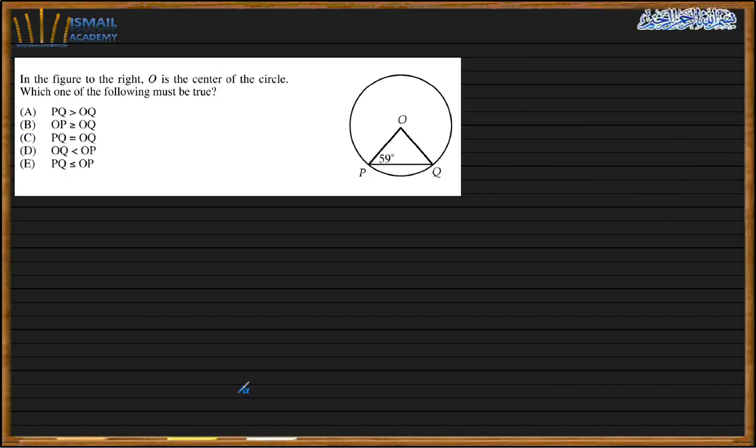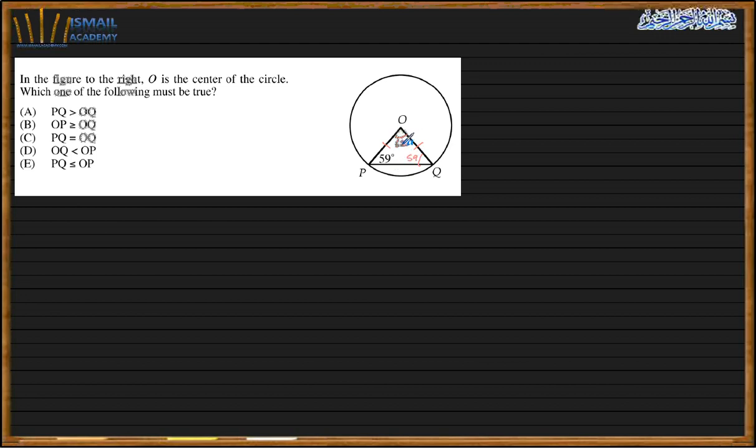Next question. In the figure to the right, O is the center of the circle. Which of the following must be true? If this is the center, we know that this is the radius. This is the radius. That means this is congruent, and this is an isosceles triangle. The base angles of the isosceles triangle are congruent. So this is going to be 59. If this is 59, therefore this one will be 62. If I add all of them, it's going to give me 180. So this is going to be 62.